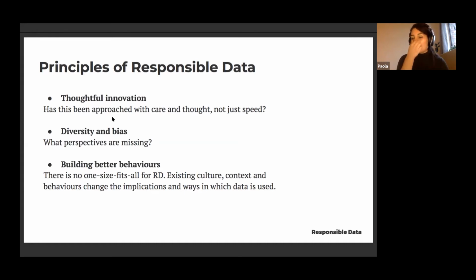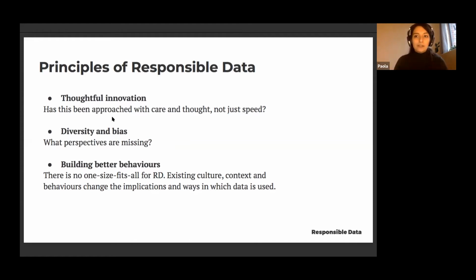It's also a question that we're facing a lot with AI and machine learning these days. Then we have the principle of diversity and bias, thinking about perspectives that are missing. Building technology is not exempt from bias, and it's always important to remember that. And then finally, responsible data is also about building better behaviors. And I want to stress that it starts in very small ways, and that there's no one size fits all for responsible data.